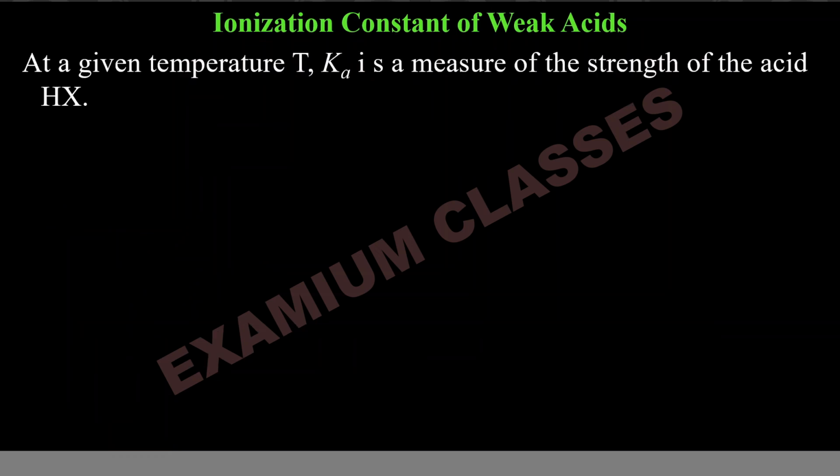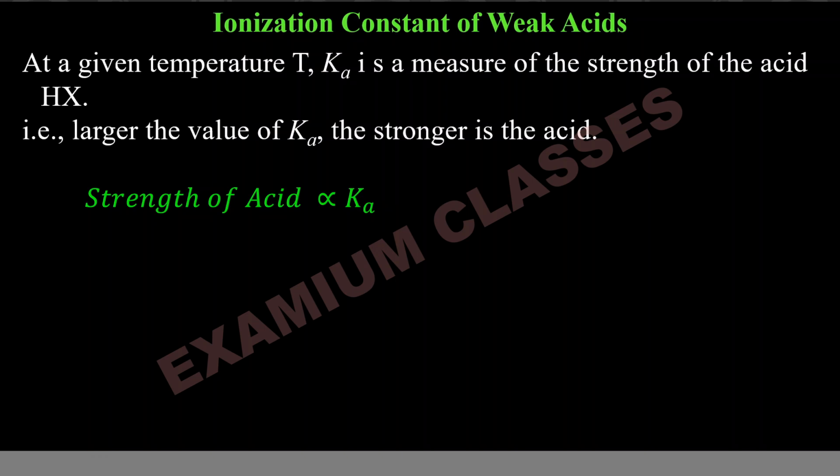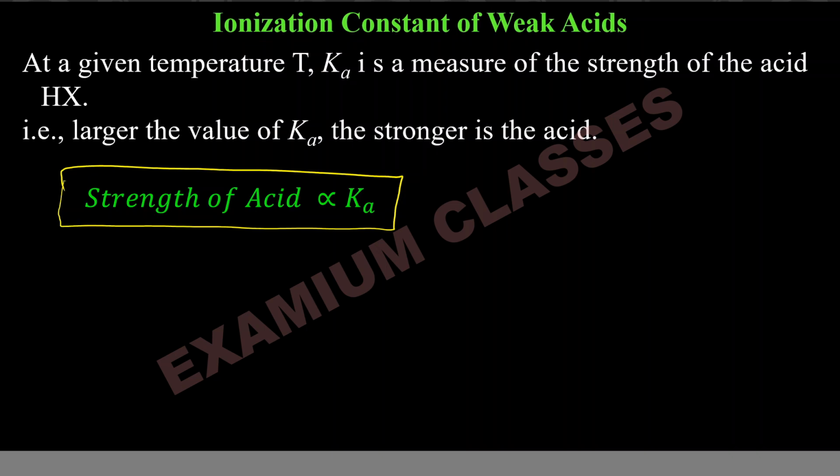At a given temperature, Ka will remain constant. So this gives us a measure of the strength of the acid, how strong or how weak the acid is. The larger the value of Ka, the stronger the acid. This is something you should remember. You can use it to determine the order of acids in terms of their strength, so for increasing or decreasing order of acidic strength, you will use Ka here.